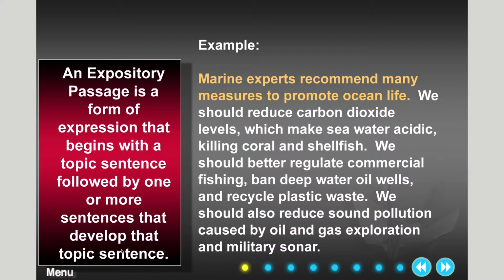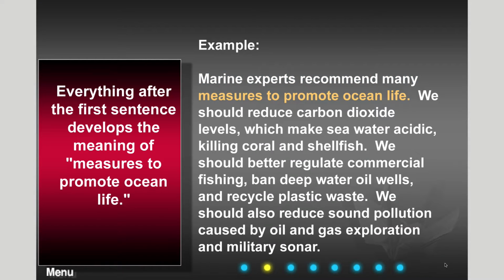So an example here is, marine experts recommend many measures to promote ocean life. We should reduce the carbon dioxide levels, etc., etc. We should better regulate commercial fishing, and so on. We should also reduce sound pollution caused by oil and gas exploration. But you wouldn't go, therefore marine experts recommend many measures to promote ocean life. No, it's an expository passage. In other words, it's telling you why they recommend this, but it's not making an argument for why we should promote ocean life. Everything after the first sentence develops the meaning of measures to promote ocean life.